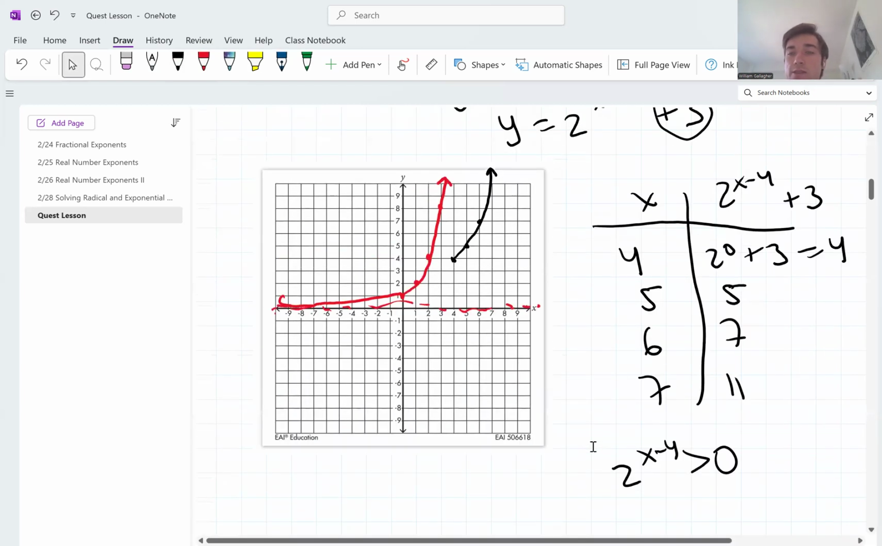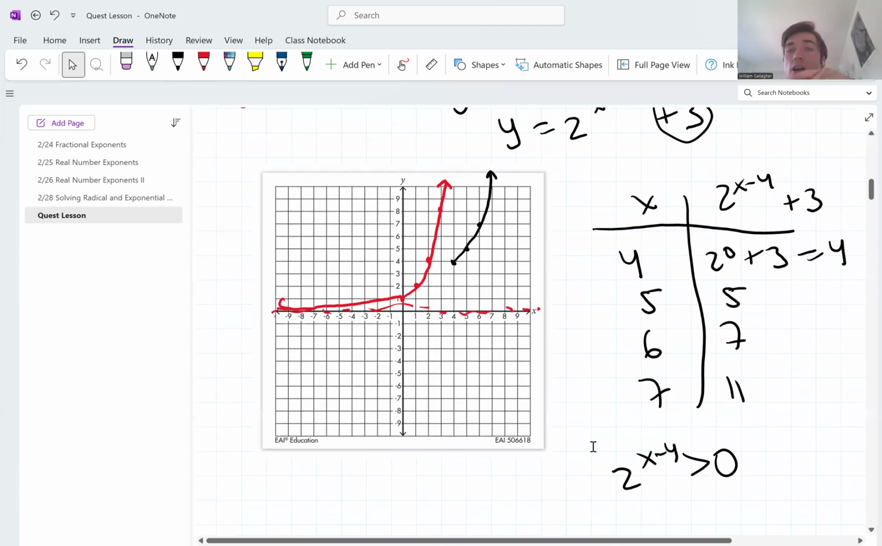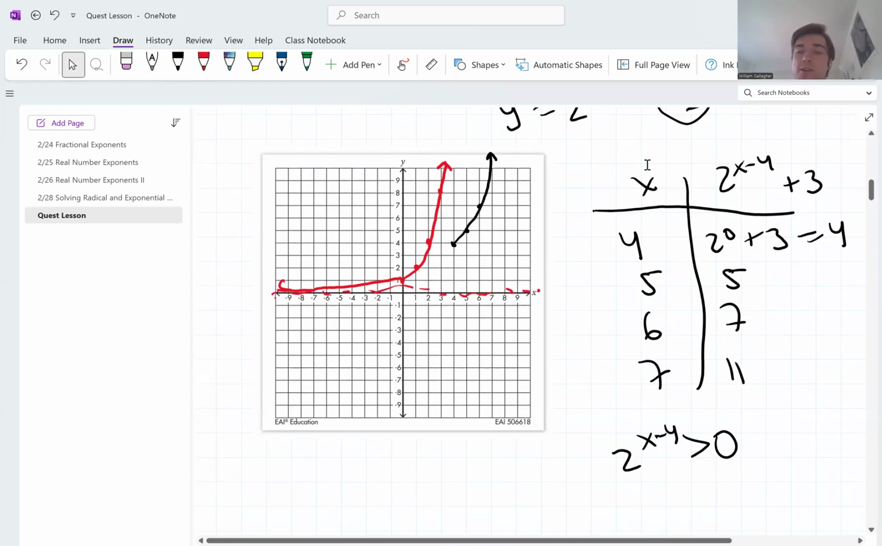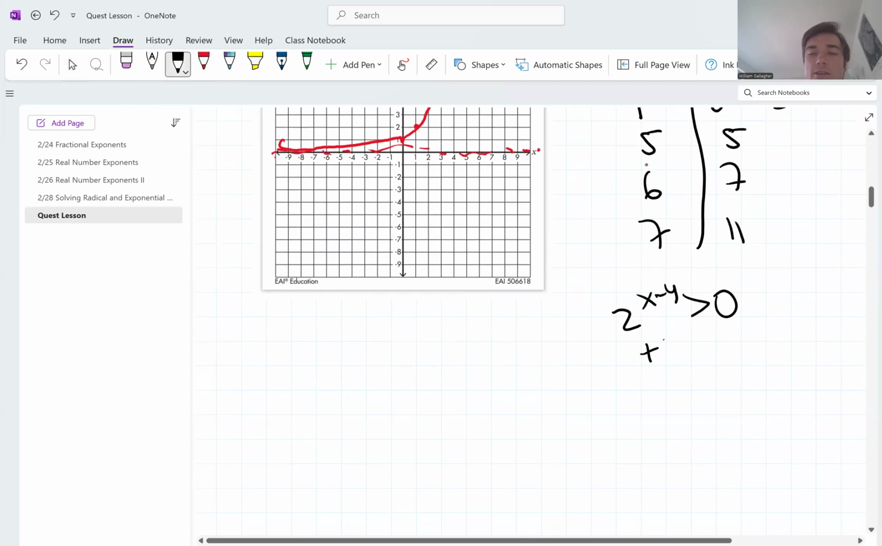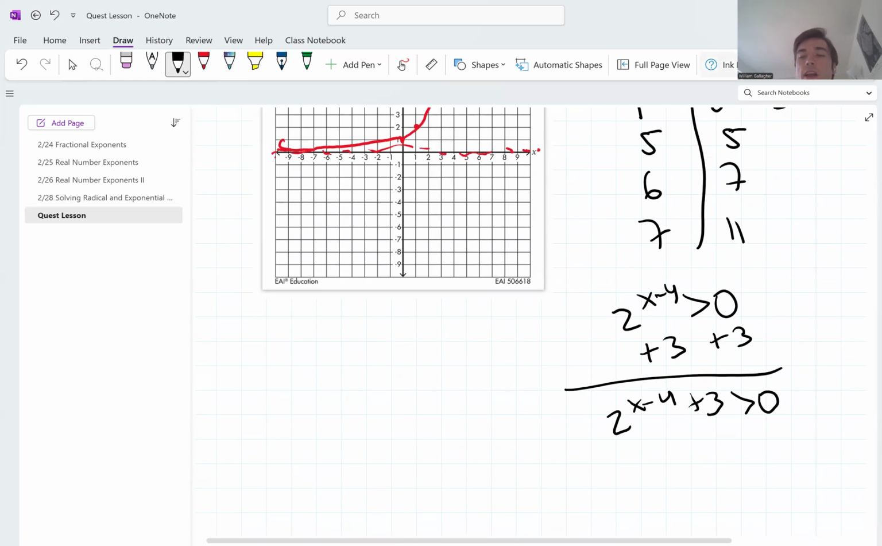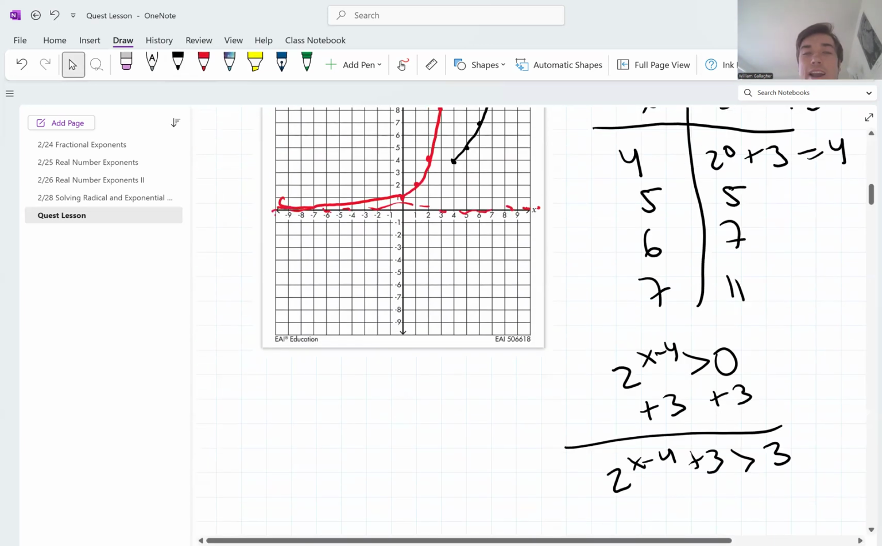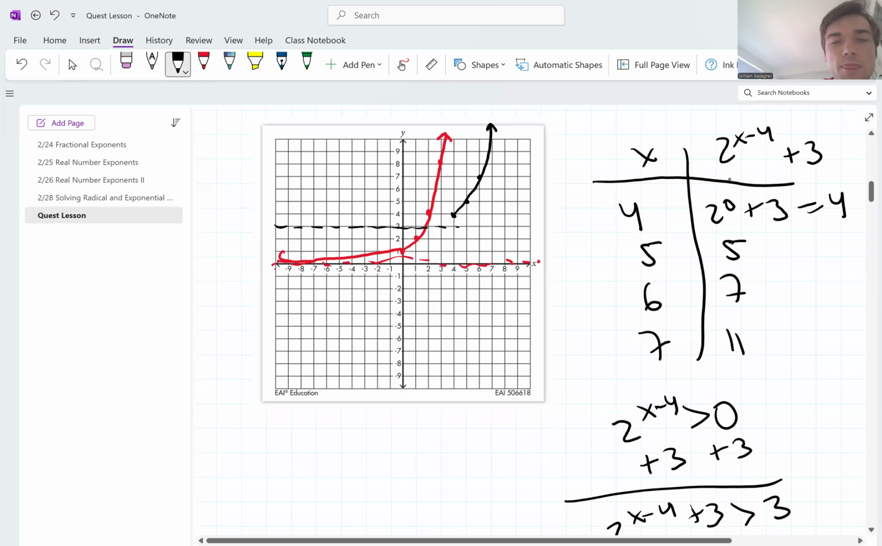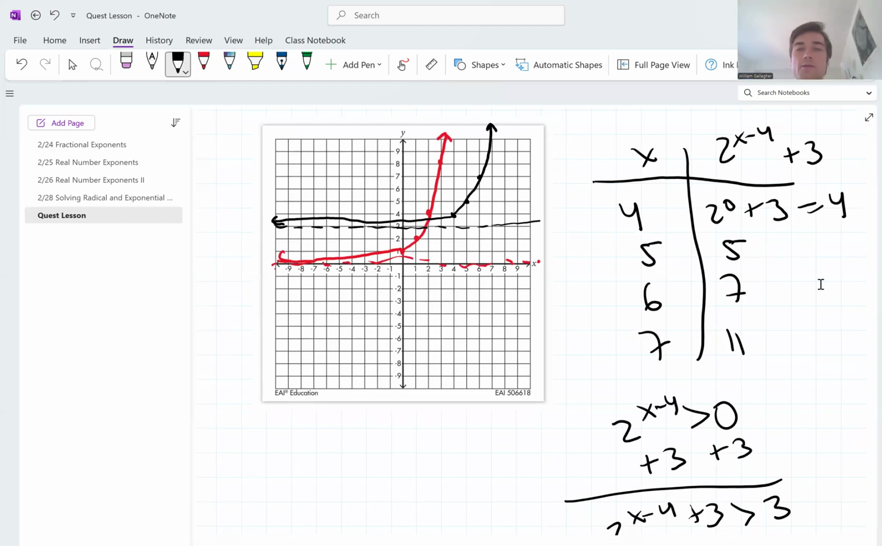And now our goal is to make the current function, 2 to the x minus 4 is greater than 0, look like the function 2 to the x minus 4 plus 3. So just like we did in our last unit, I can add 3 to both sides. And so I get 2 to the x minus 4 plus 3 is greater than 0 plus 3, or it's greater than 3. Good catch. And so I can go and put that horizontal asymptote at y is equal to 3. And so that's what my new function looks like.